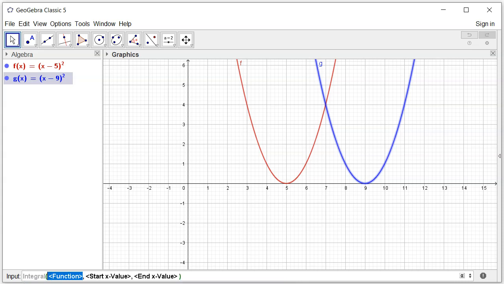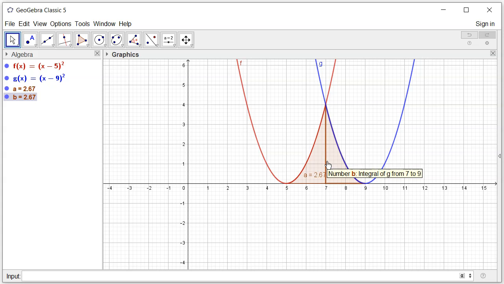I'm going to integrate f from 5 to 7, so you have the region there. Then the other region is under g of x, so the integral of g goes from 7 to 9. So we have that, and the combination of the two is going to be the answer.